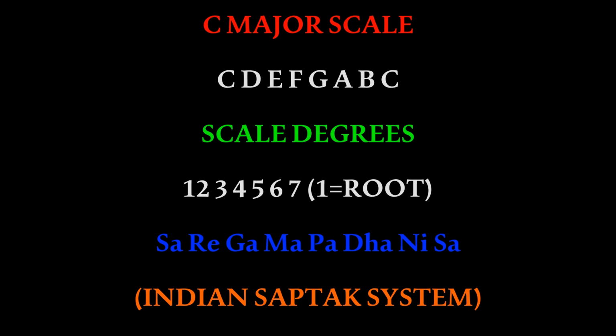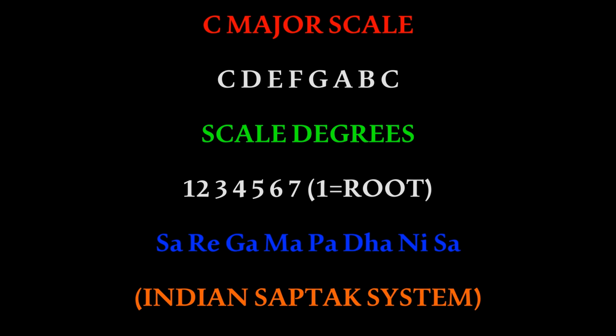In this C major scale, the C, D, E, F, G, A, B and C are known as the scale degrees, and these are called 1, 2, 3, 4, 5, 6 and 7 respectively. 1 is also known as the root. So the C is the 1, D is the 2, E is the 3 and so on.